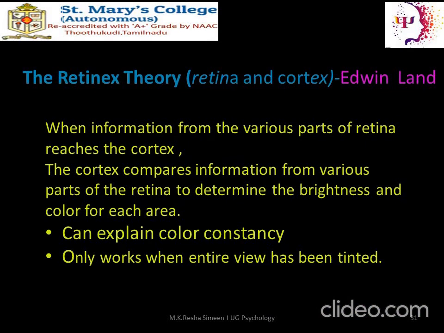The previous theory was not able to explain color constancy, so the next theory came up, the Retinex theory by Edwin Land. The cortex compares information from various parts of the retina to determine the brightness and color for each area. It can explain color constancy. It only works when the entire view has been tinted.